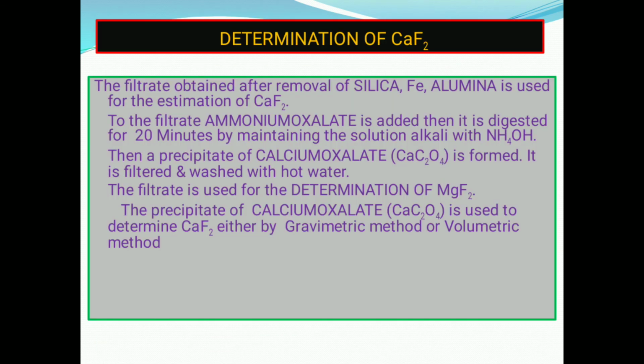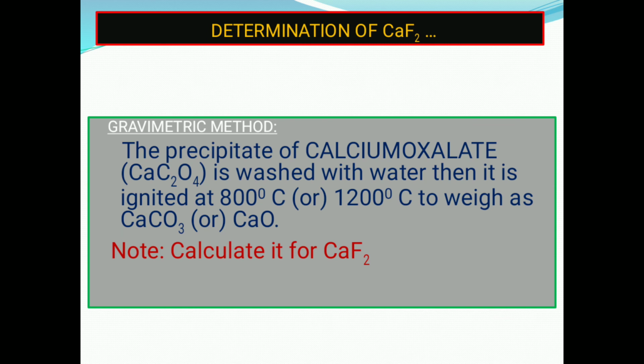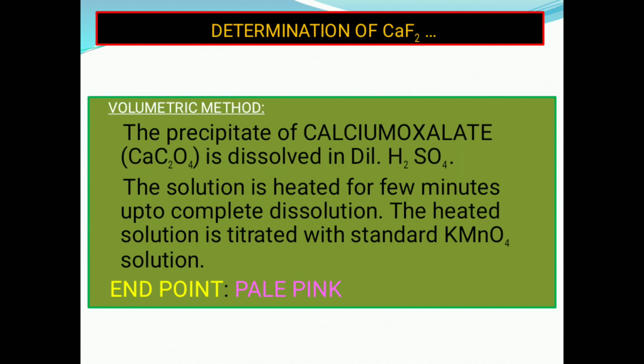Okay, next determination of CaF2. You can use either gravimetric method or volumetric method. If it is gravimetric method, take the calcium oxide precipitate, ignite it at either 800 degrees Celsius or 1200 degrees Celsius. Then calculate it for calcium fluoride. If it is volumetry, just dissolve the calcium oxide in dilute H2SO4 and titrate it against KMnO4 solution.